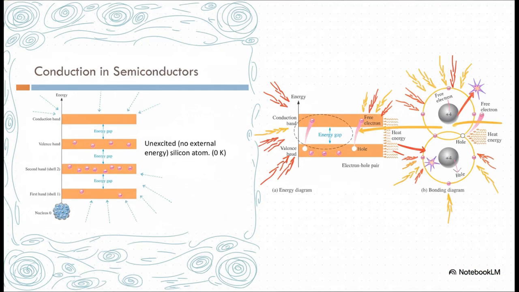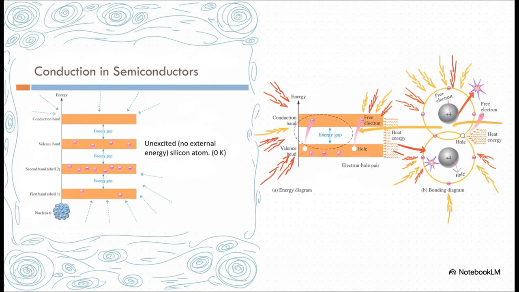All right, check this out. On the left, you've got our frozen, boring atom at absolute zero. But look over on the right. This is what happens when we just warm it up a bit. That heat energy gives one of those locked-in electrons just enough of a kick to break free from its bond. It makes this incredible leap across an energy gap and lands in a higher energy level called the conduction band. And just like that, it's a free electron.